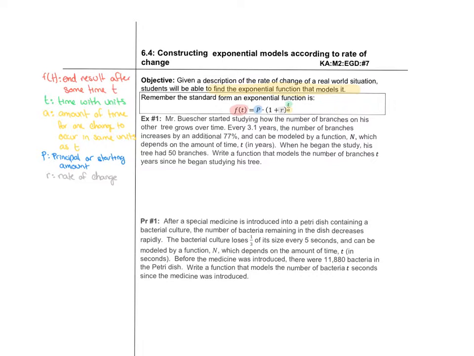Okay, so Mr. Busher started studying how the number of branches on his other tree grows over time. Every 3.1 years, the number of branches increases by an additional 77% and can be modeled by a function n, which depends on the amount of time t in years. When he began the study, his tree had 50 branches. Write a function that models the number of branches t years since he began studying his tree.